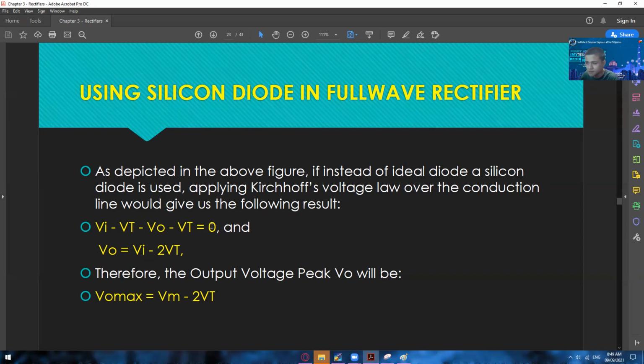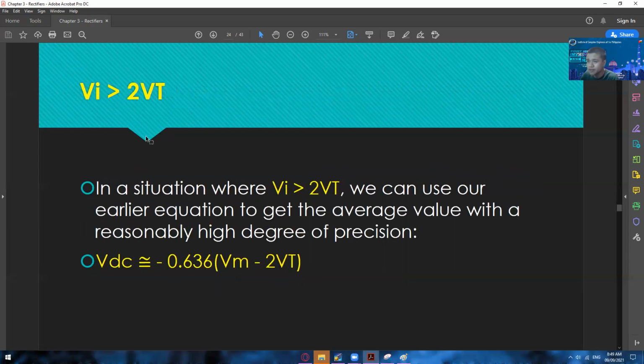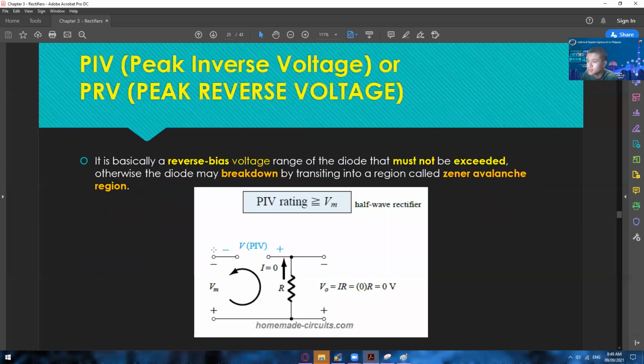Okay, so just let me know if you guys are quite confused. Sir, why do we have that kind of equation? You can simply apply Kirchhoff's law or Ohm's law, and then you will get that equation. As usual, your VI must be greater than twice your voltage threshold in order for you to run that circuitry. And here's the formula again for the VTC.